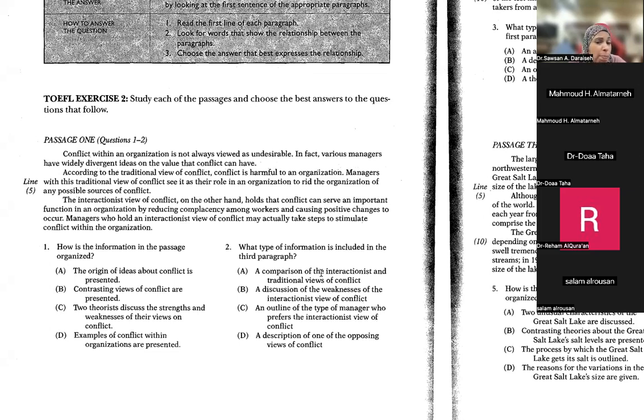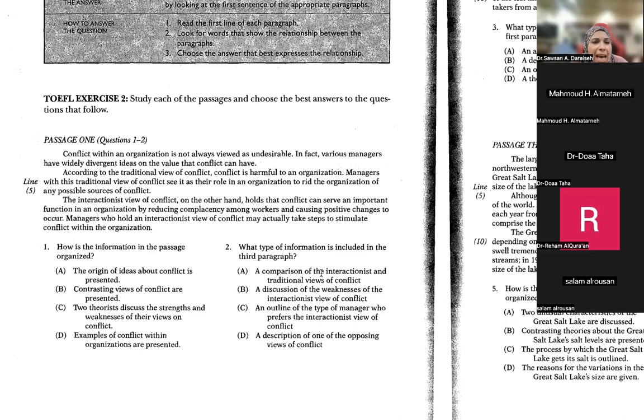Traditional means what? تقليدي, الفكرة التقليدية عن الأشياء. Yeah, this is you, if you don't like conflict at all, if you don't think there is some good out of it. Managers with this traditional view of conflict see it as their role in an organization to rid the organization of what? Any possible sources of conflict. So some people who are in charge of an organization want to get rid of conflict.